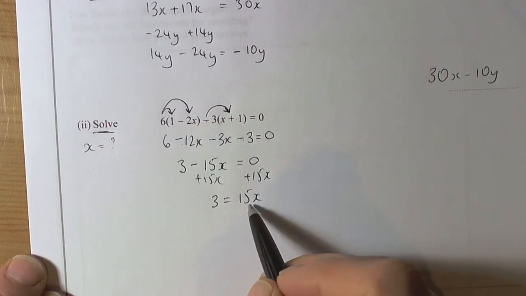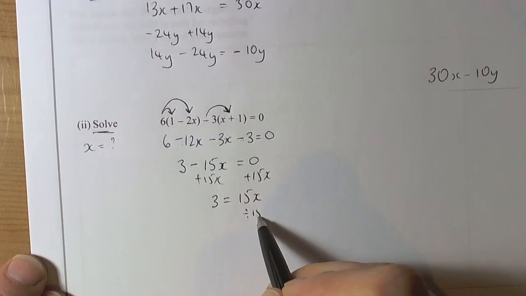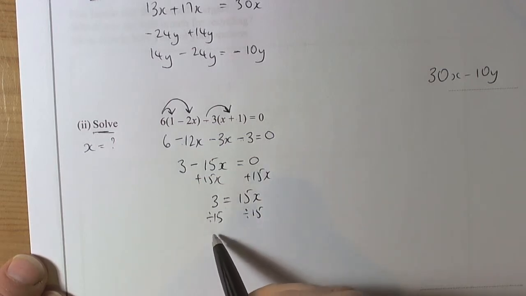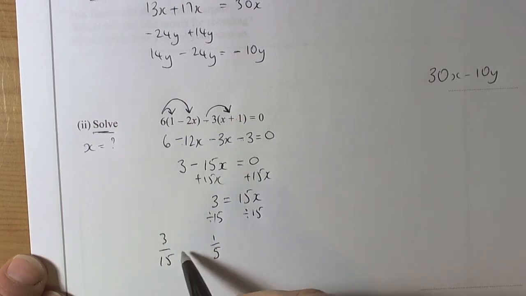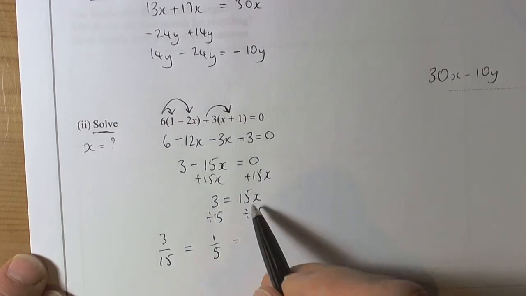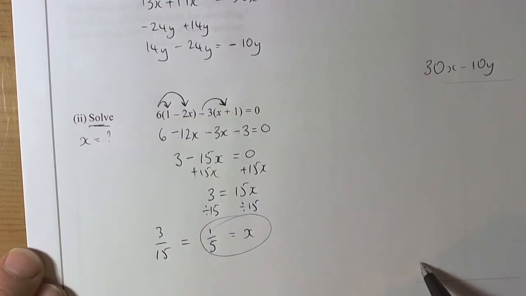I just want one of those x's. This is 15 times, so the opposite of timesing is dividing. So we're going to divide by 15, and 3 divided by 15 is 1/5. 3 over 15 cancels to 1/5. 15 divided by 15 is 1, so we're left with 1x, which is what we wanted. So on our answer line, x equals 1/5.